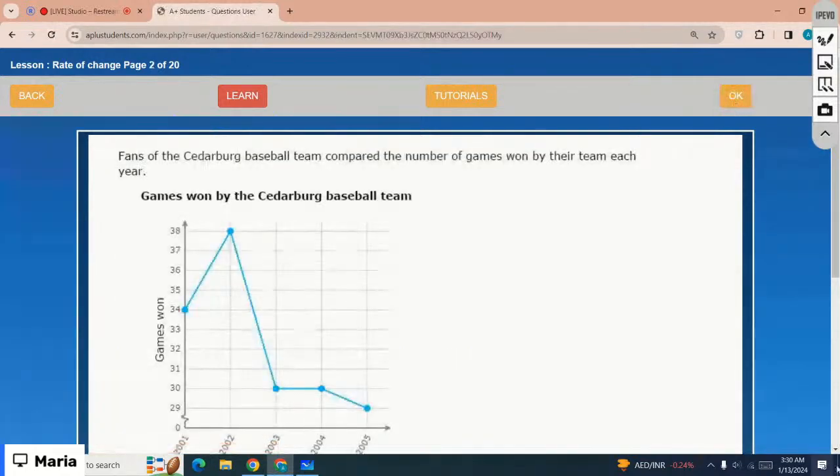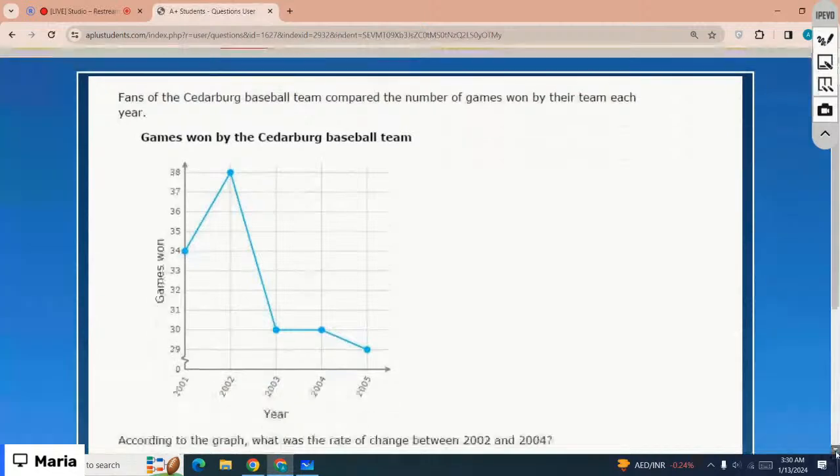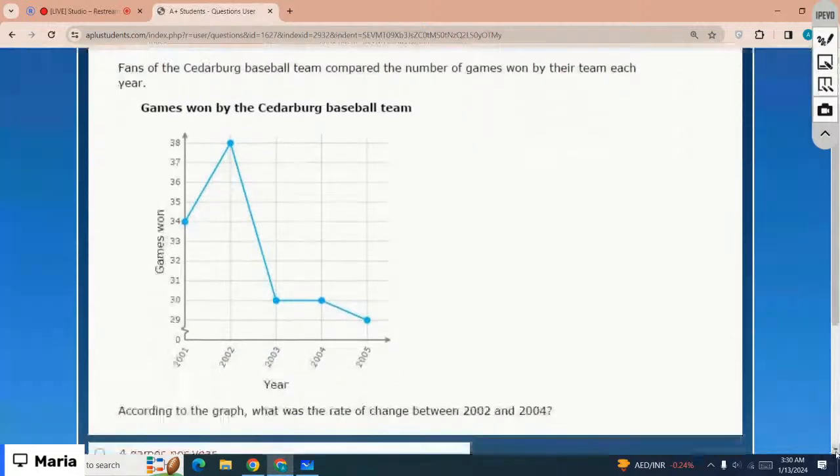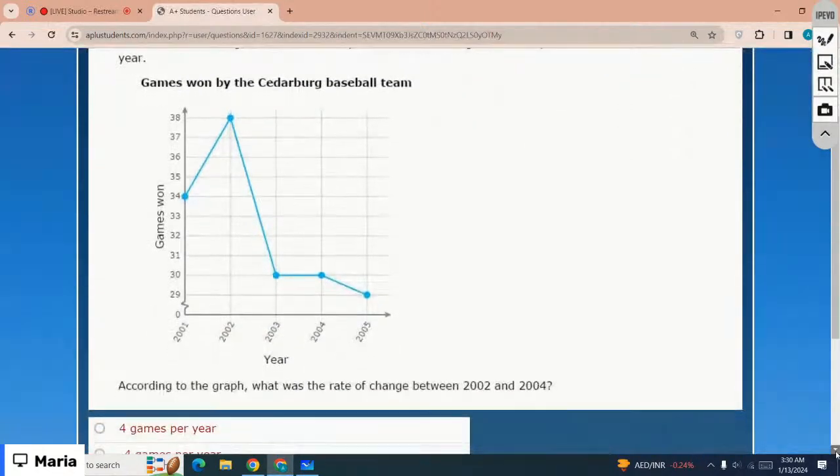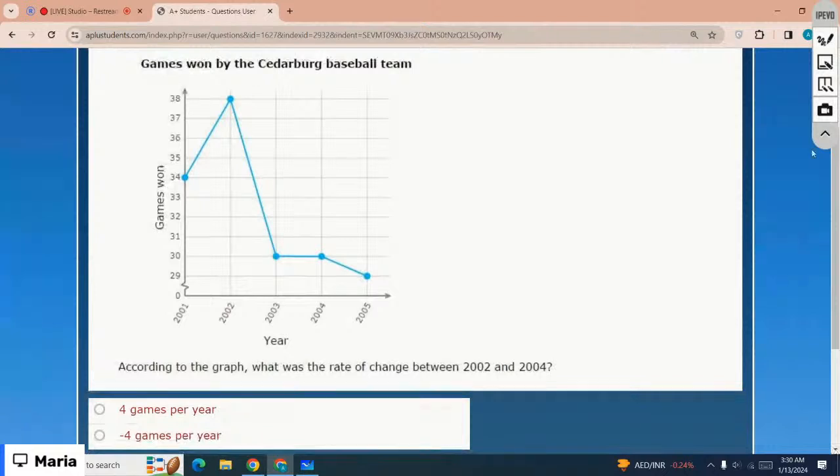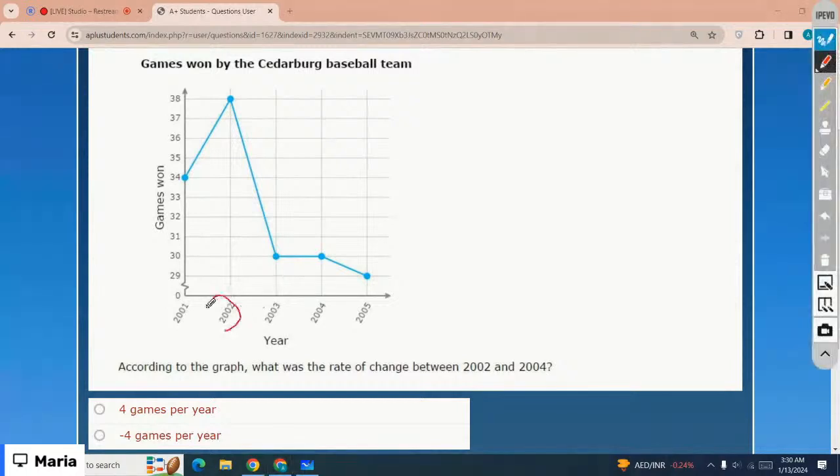Okay, fans of the Satterberg baseball team compare the number of games won by their team each year. According to this graph, what was the rate of change between 2002 and 2004? Okay, here is 2002, here is 2002, and here is 2004.